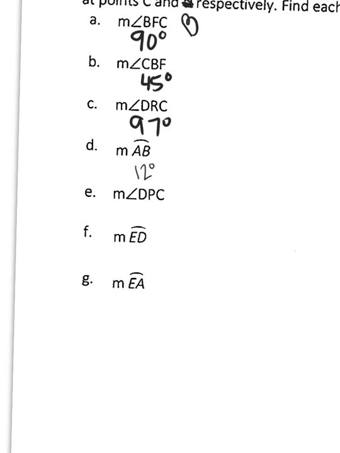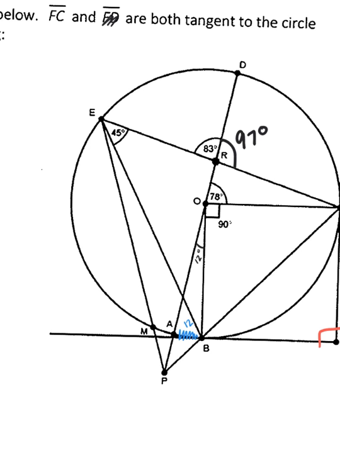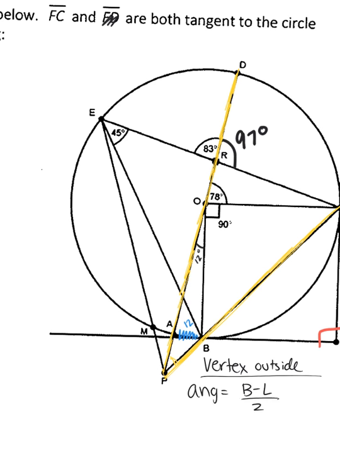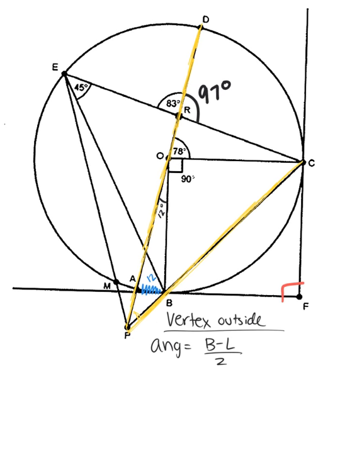Next, I'm finding the angle DPC. Let's go ahead and trace that. From D, tracing it in yellow for us, from D all the way down to P, and then back to C. This guy looks like his angle or his vertex is outside the circle. So that means I'm going to use that idea that the angle equals the big arc minus the little arc divided by 2. So we have to think about where the arcs are within this yellow angle.